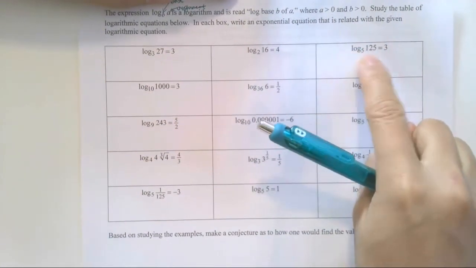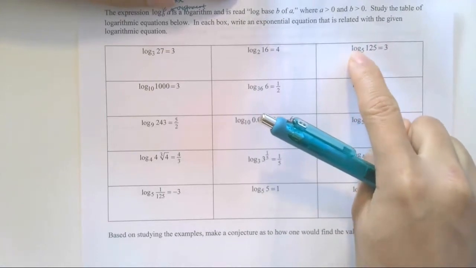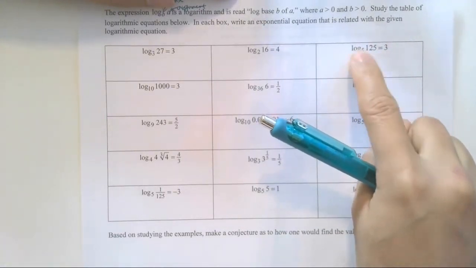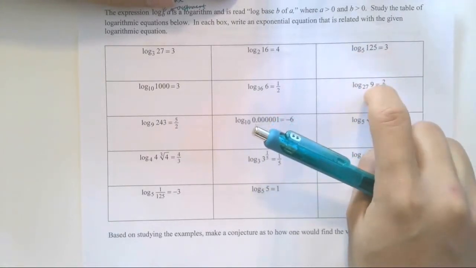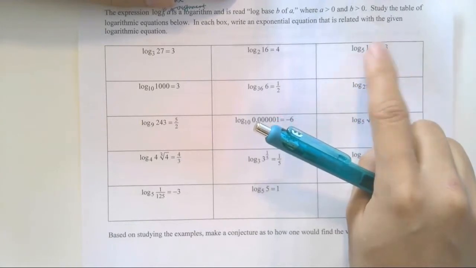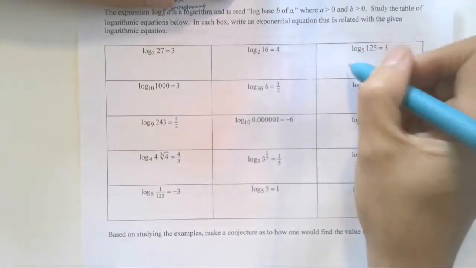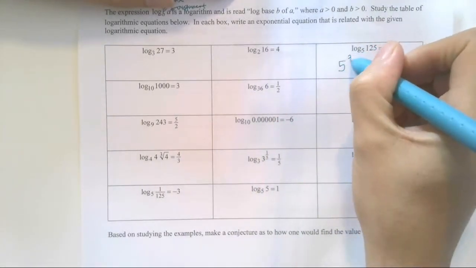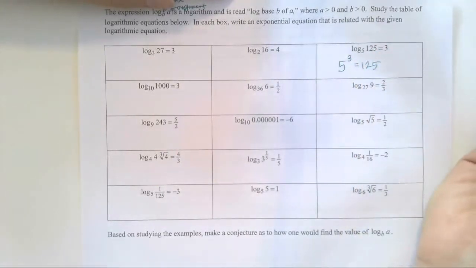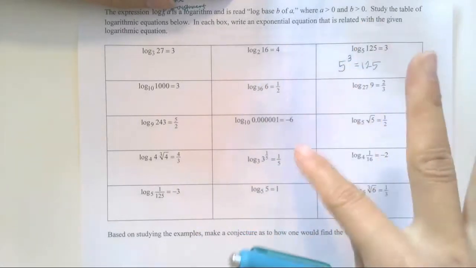Look at this one. I have log base 5 of 125 is equal to 3. How would I write that in exponential form? I want you to think about it. Well, I have 5 and 3 and 125. Wouldn't you agree that 5 cubed is equal to 125? Yes. Okay, so you kind of have the idea of what is going on.